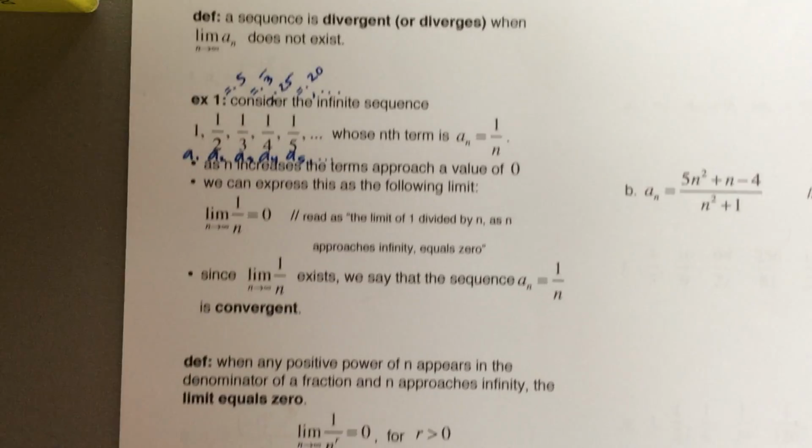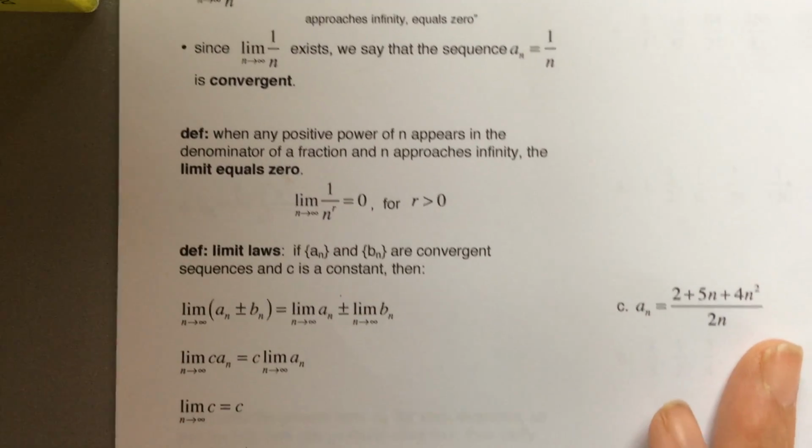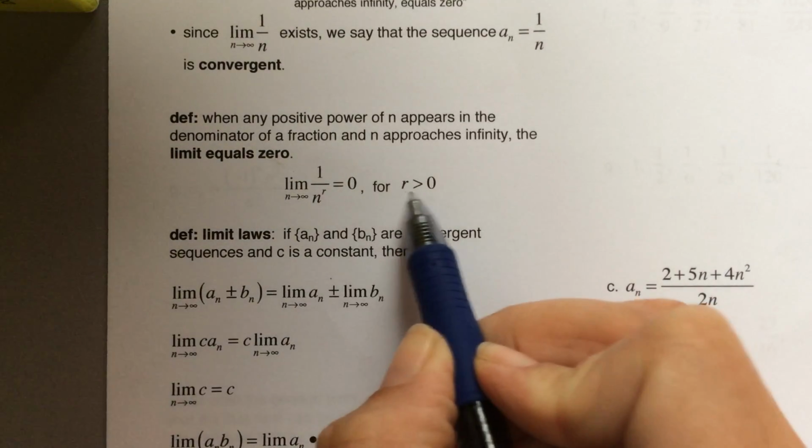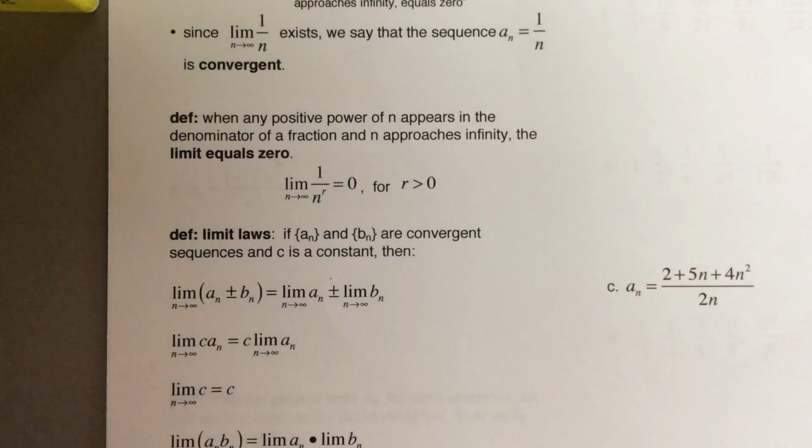Moving on. We can actually take this and generalize it to any fraction where the n is in the denominator and its exponent has a positive value. That's what this means right here. r is greater than 0. So when you have any positive power of n and it's in the denominator of the fraction, as n is getting larger and larger, the limit is going to equal 0 no matter what.